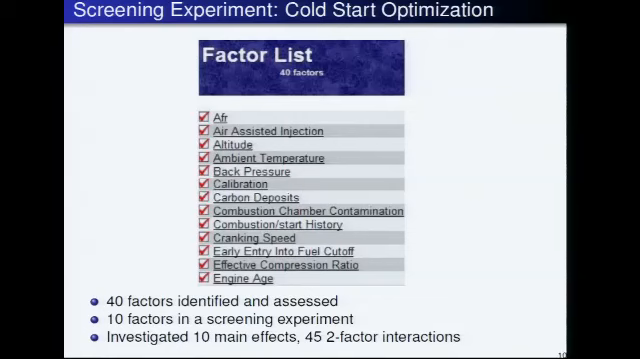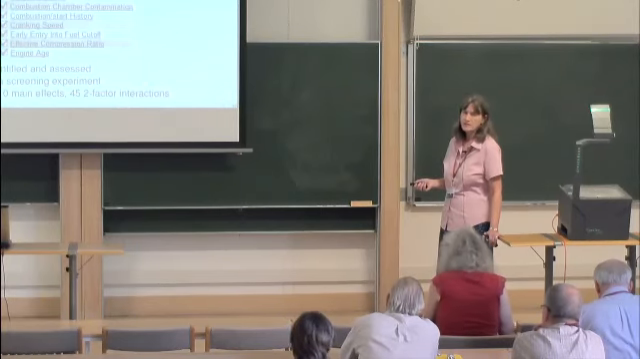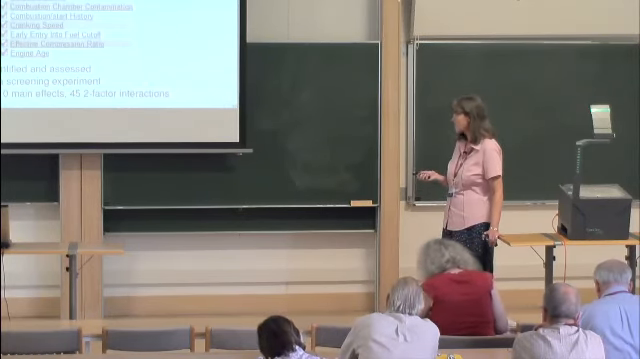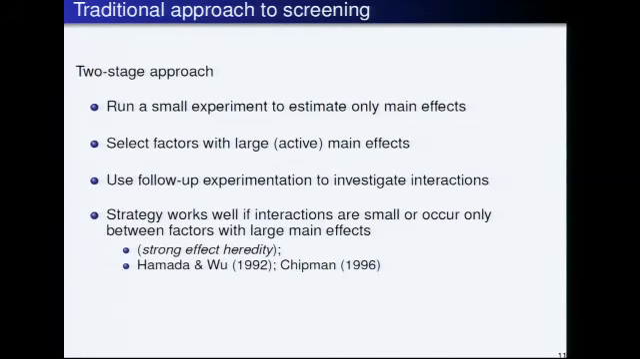Okay, the engineers already knew more about main effects than they did interactions. In fact, they knew very little about the interactions. So this is the goal of the kind of screening experiment that we're interested in, is to try to estimate the interactions up front. Now, a traditional approach, an old approach to screening, is run a small experiment, estimate only the main effects, select factors with the large main effects, and then use follow-up experimentation to investigate interactions amongst only those active main effects. And that was called strong effect heredity by Hamada and Wu.